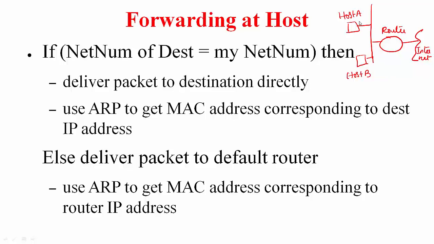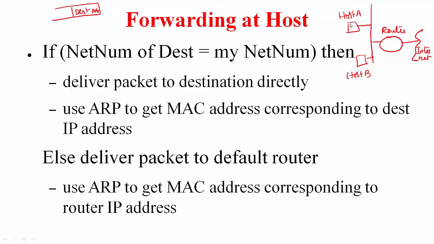Now, if host A wants to send a packet, it generates this particular packet, and it has a destination field as part of that packet. This is being done by the higher layers. Now, if the network number of this destination is the same as the network number of host A, then it knows that this destination belongs to the same physical network, in which case it can deliver the packet directly to the destination. It doesn't have to go through the router.